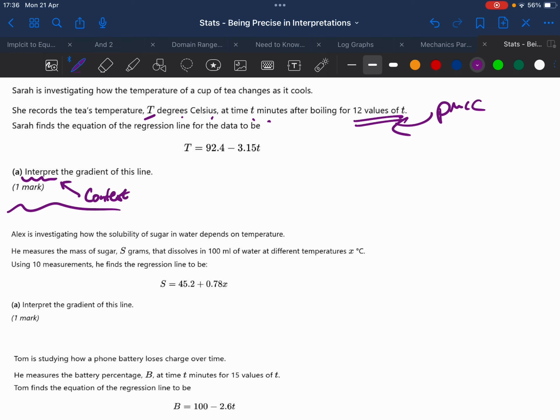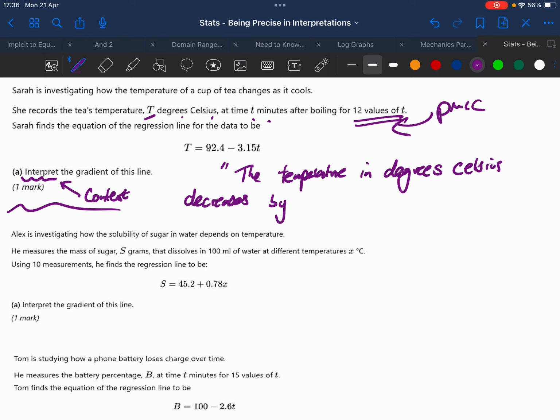So what we'd be looking to say is something along the lines as follows. The temperature in degrees Celsius, not changes, that's too vague, decreases by, well, the interpretation is the minus means decreases by 3.15 degrees per, or for each, minute. Per minute.